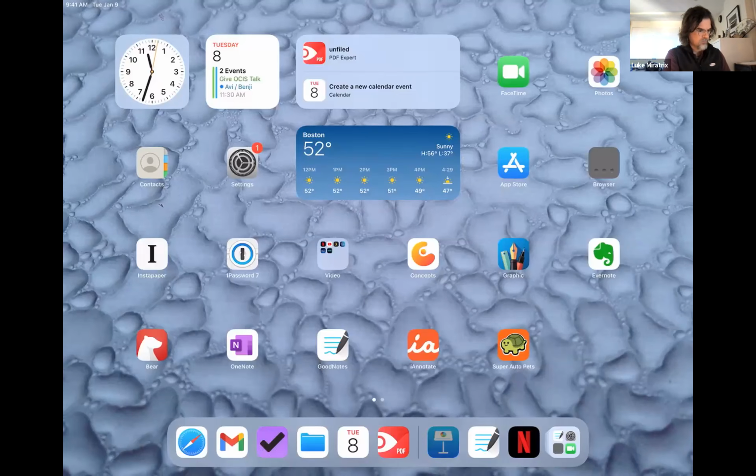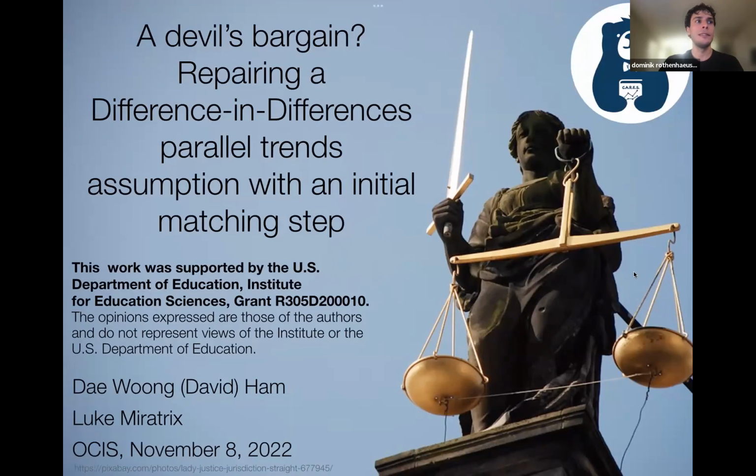Here, let me share my screen. Did it show up? It's black right now, but maybe if we wait a few more seconds. Here, let me try again. Okay, that looks good. Sorry about that glitch. Hopefully it's the last one.